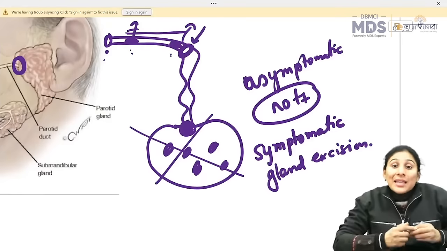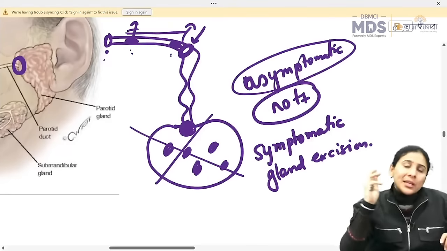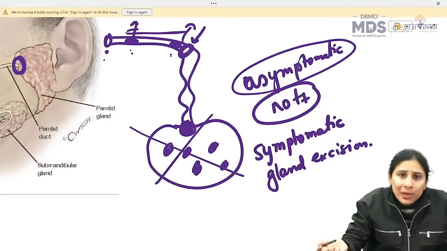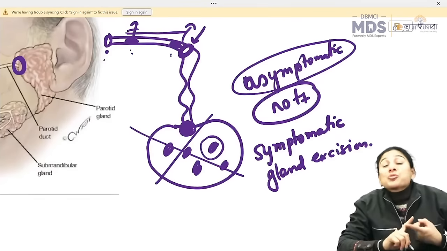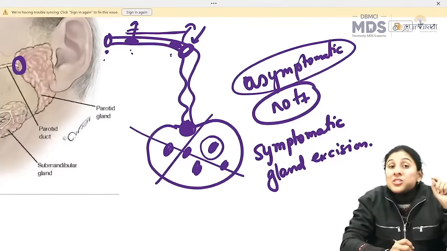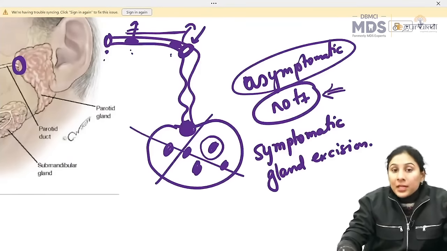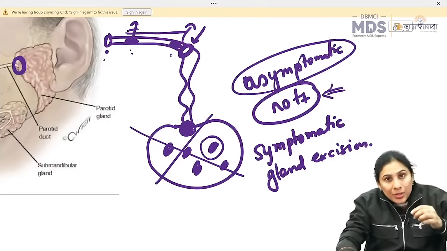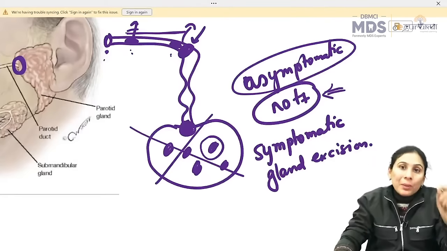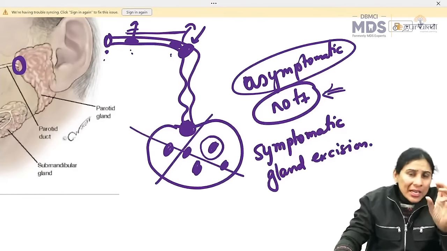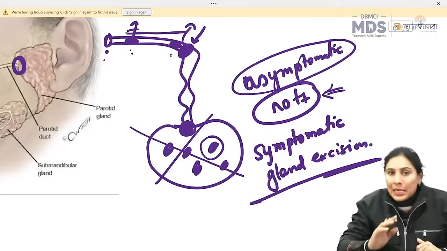What did he have? He had asymptomatic submandibular salivary gland stones. Multiple small stones in the submandibular gland. But the patient was asymptomatic. There was no pain, there was no swelling. That means the stone is not obstructing the duct. It is a non-obstructive pathology. In that case, you don't require any treatment. If someday the stone travels and obstructs the duct, then it can cause symptoms like pain and swelling during meals, and if it gets infected, then there can be an abscess. In that case, you have to remove the gland.